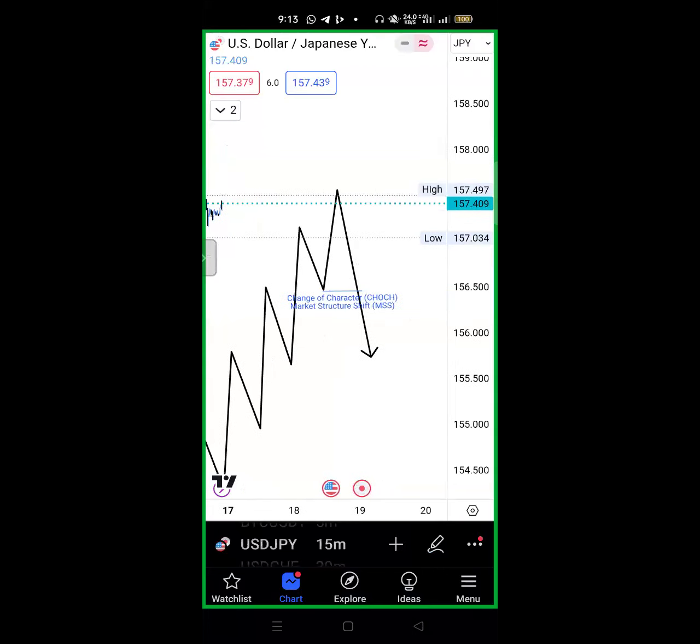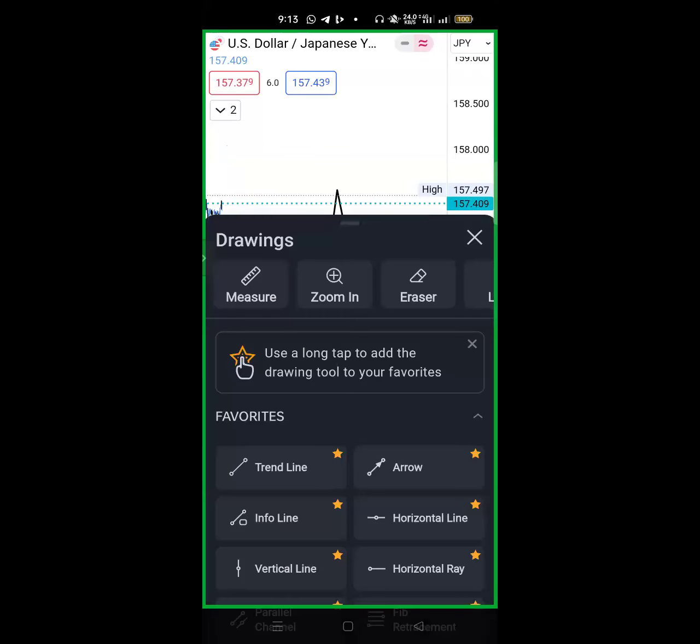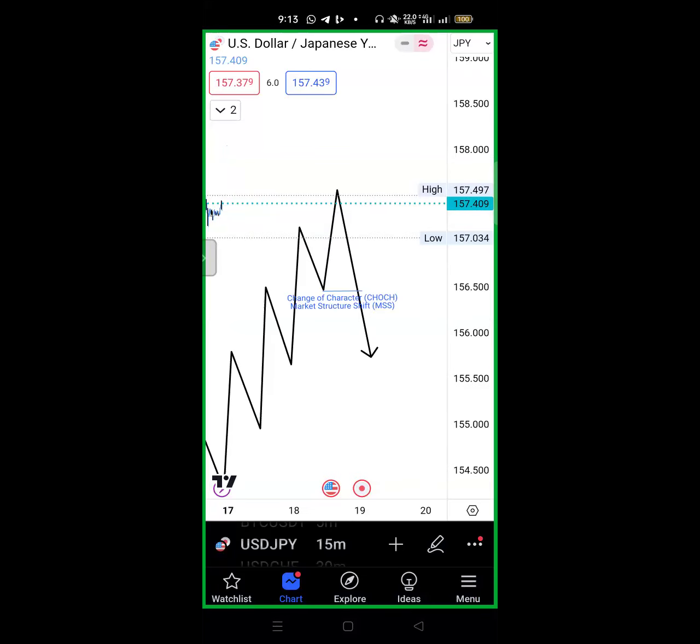Okay, change of character. This means the market is about to go down. The moment you see this, you don't buy. You look for a sell. And how do you look for a sell? This is what usually happens. This long move you see here. I hope you're following, right?